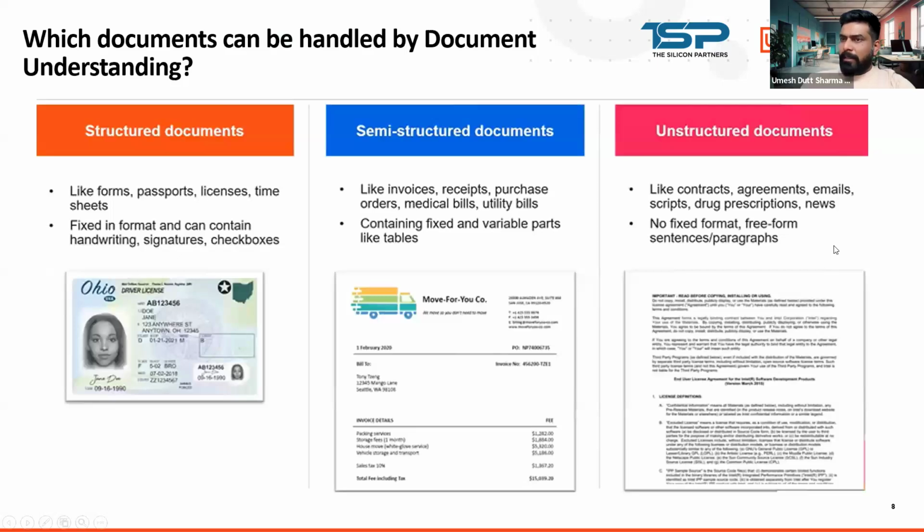So coming to the next slide, which documents can be handled by document understanding. Majorly there are three types of document. One is structured documents, which can include any forms, passports, or licenses, where the format is fixed, right? And we can go ahead and use document understanding on such documents.